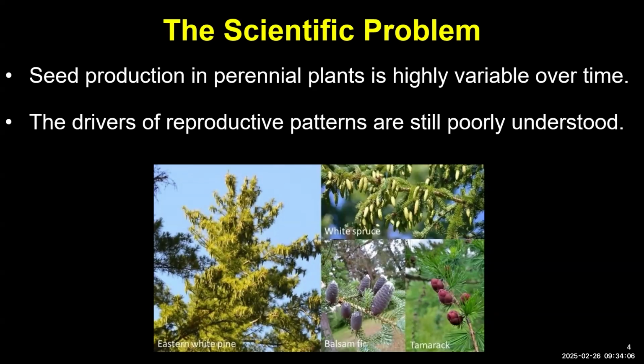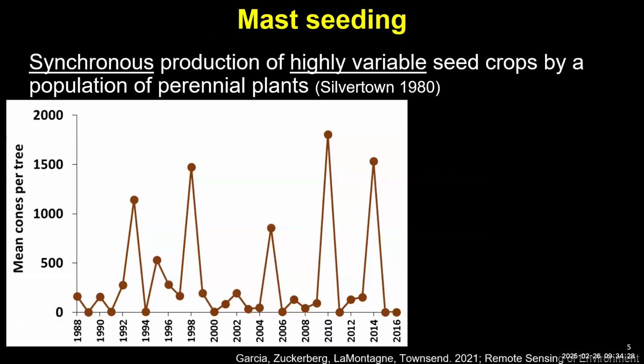With this work, we're looking at this scientific problem that seed production in perennial plants is highly variable over time, and I'll describe some of those patterns in a moment. But the drivers of these patterns are still poorly understood. But occasionally, we see these really large reproductive crops occurring on species. Here, these are all conifers, but it extends beyond that. And so mass seeding is defined as the synchronous production of highly variable seed crops by a population of perennial plants.